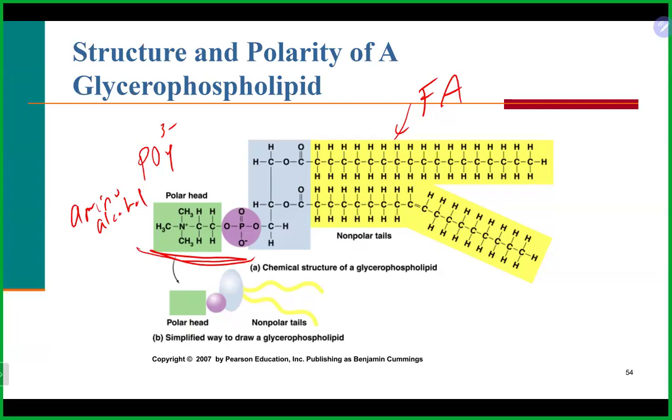So we do have our ester bonds happening here, just like we saw in the previous one as well. And as I mentioned before, there are five structural components to make this up: two fatty acids, a glycerol, phosphate, and an amino alcohol.